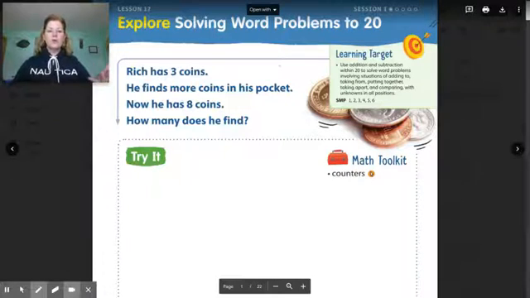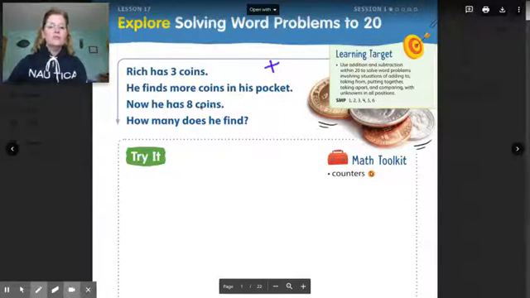Yep, it's about some coins. Rich has some coins, and then he finds more coins. Now he has more coins. So, does that sound like it's going to be an addition problem, plus, because he's finding coins? Or does it sound like it's going to be a subtraction, minus, and he has fewer coins? I hope you said it sounds like it's going to be addition. So I like to put my addition sign up there.